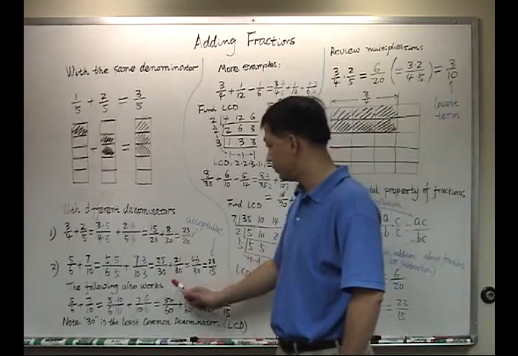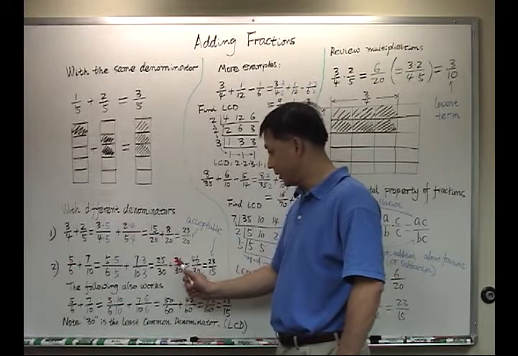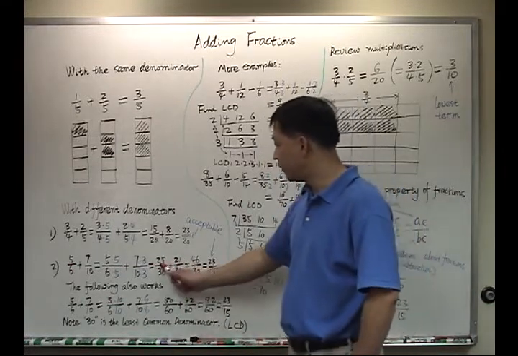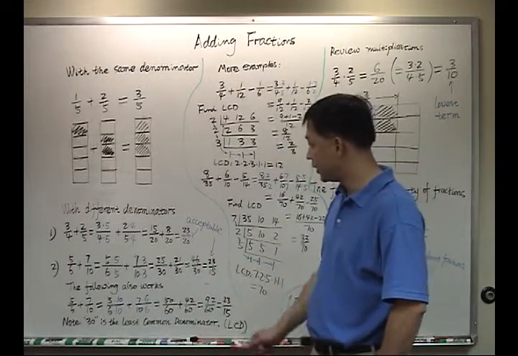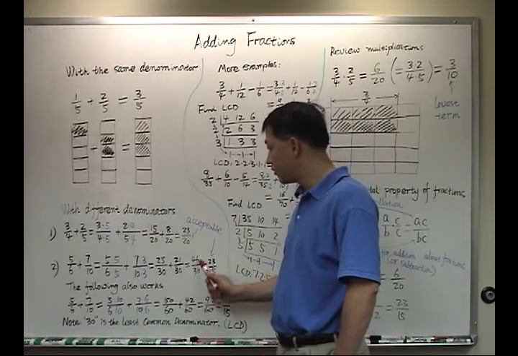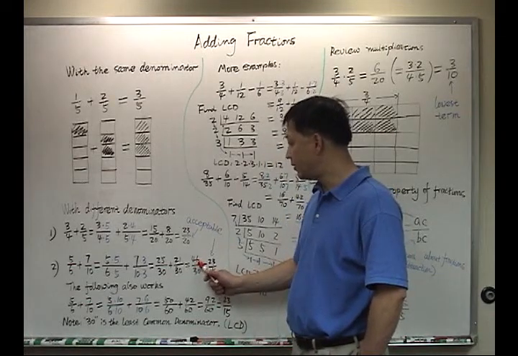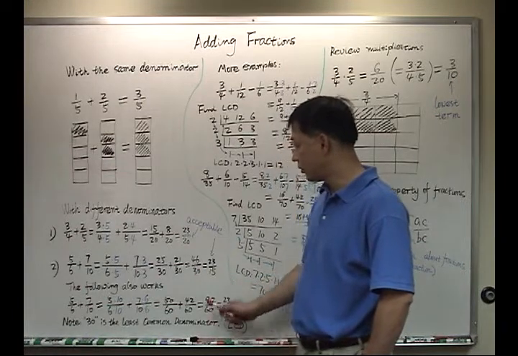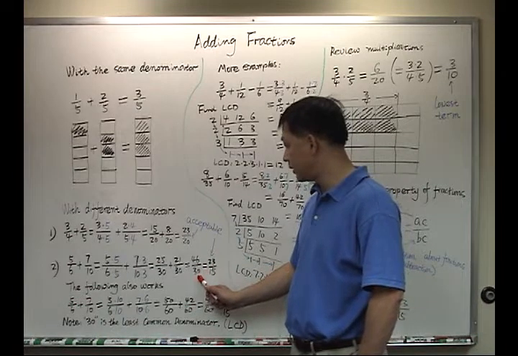30, 30. Now, as long as they are the same, then you can add. You add is what? 25 plus 21, that's 46. Okay? 46/30. 46/30, there is a common factor 2 here. Okay? 46 can be divided by 2, 30 can be divided by 2. So 46 divided by 2, you have a 23. 30 divided by 2, you have 15.